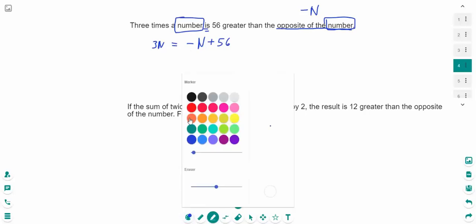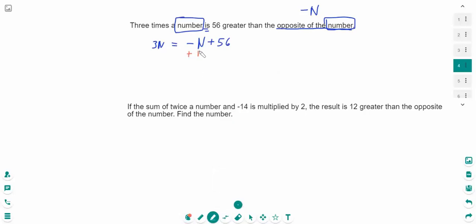So we will start by just adding an n here so that then we can add the n here, bring things over. So 3n plus n is 4n equals 56. Now we can divide out the 4, and we end up with n is equal to, what, 14?